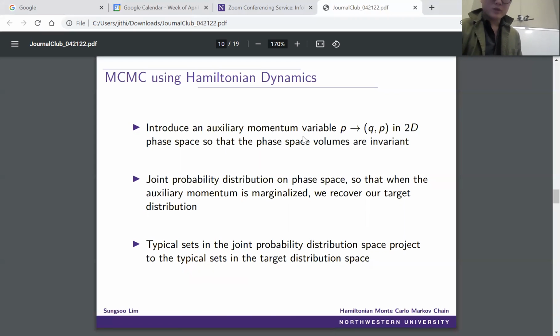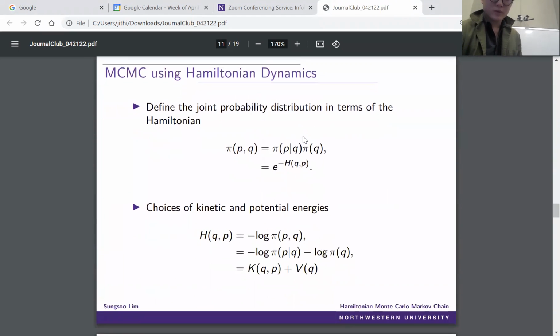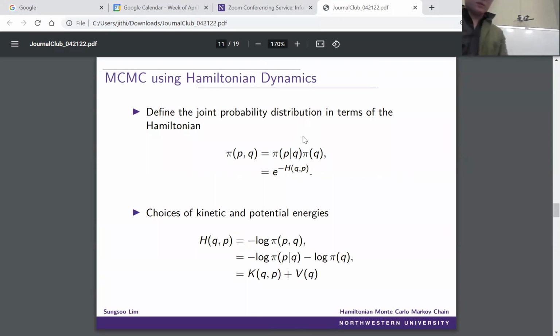Once we introduce this momentum variable, we can set the joint probability distribution as follows. That is related to the Hamiltonian with the second equation. Once we have this form, we can define the kinetic and potential energies in terms of what we know: the target distribution, and what we set as the conditional probability distribution.